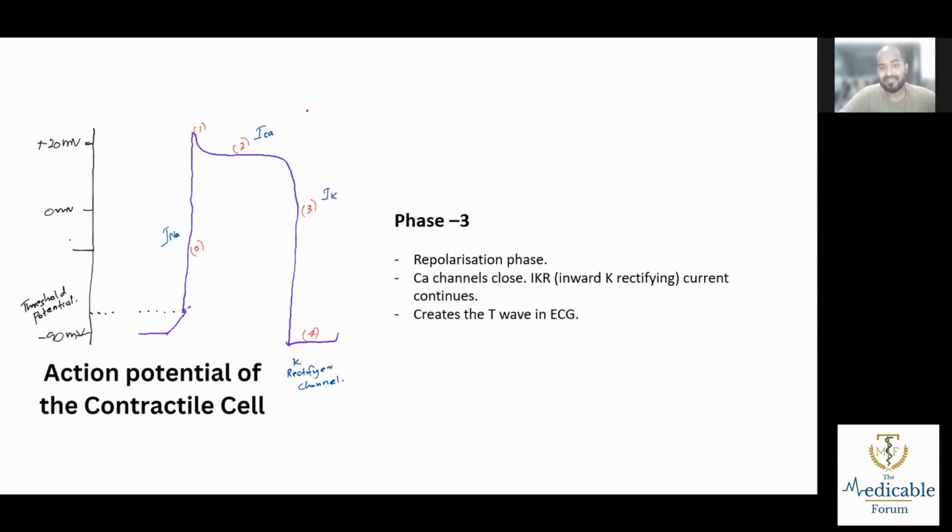Phase 3 is the repolarization phase. Now here what happens, the calcium channels close, but the potassium channels remain open. So potassium keeps going out and the depolarization comes down. And this is called the repolarization, and it creates the T wave in ECG.